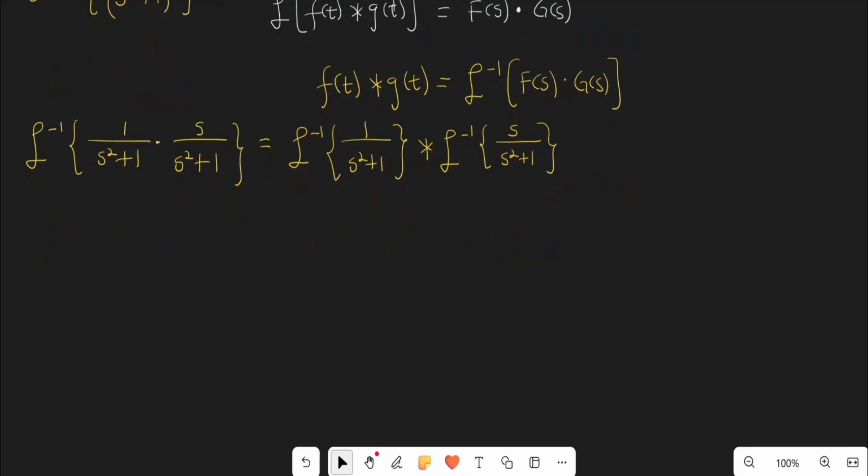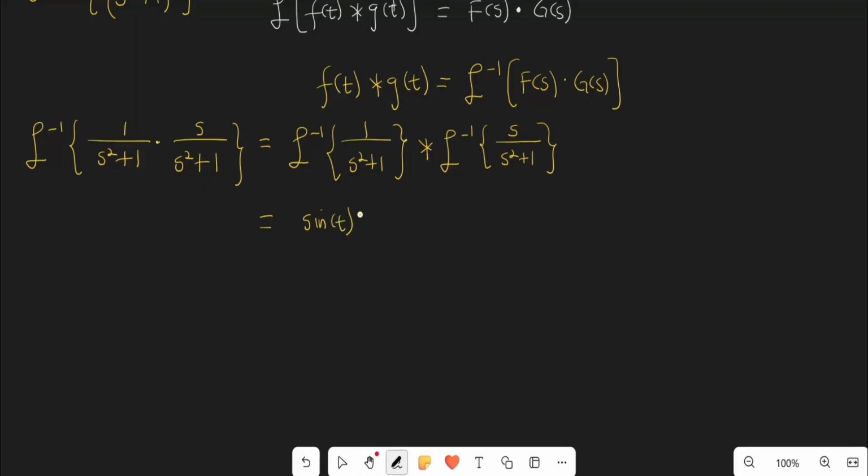So that is the convolution. I'm not going to write this one all along. So the Laplace inverse of 1 over s squared plus 1 is what? That's the sine of t, because the Laplace transform of sine of t is 1 over s squared plus 1. So this is sine of t.